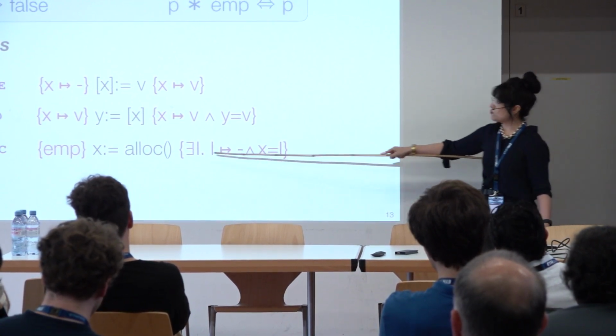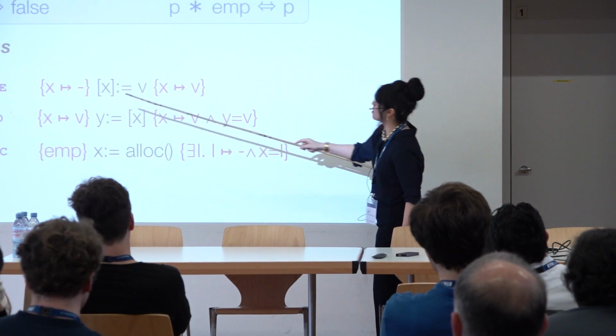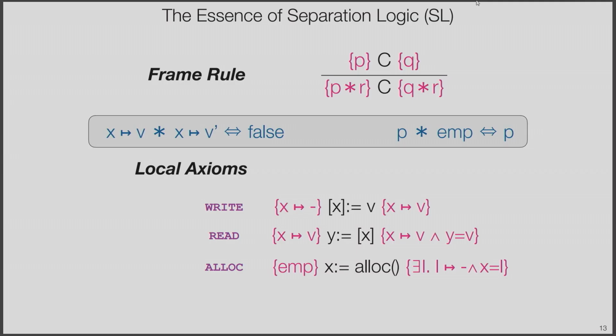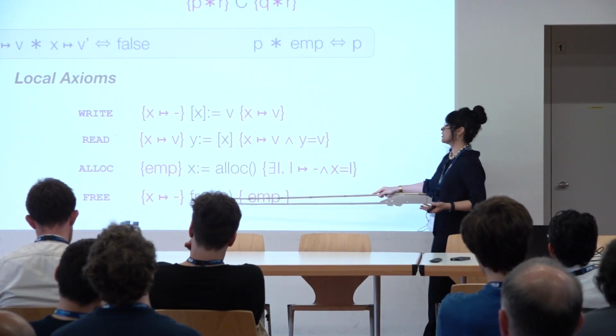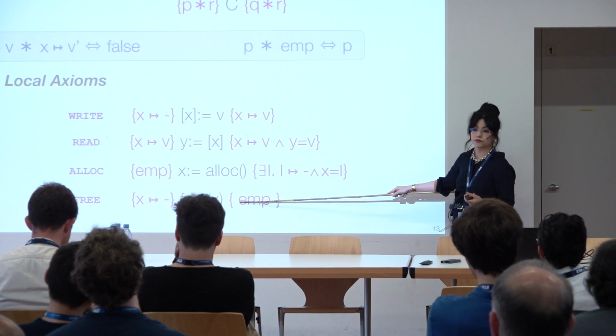And the cool thing about emp is that you can think of it as the identity of star. So it's like true in classical logic. So anything star emp is idempotent. It's equivalent to P, because emp gives you empty heap. And dually, if I want to deallocate X, provided that I have the ownership of X to begin with, then I can free it, get rid of it, and end up with emp again.